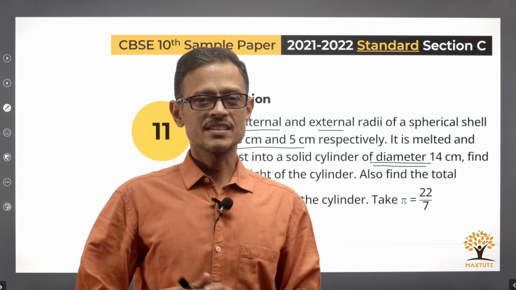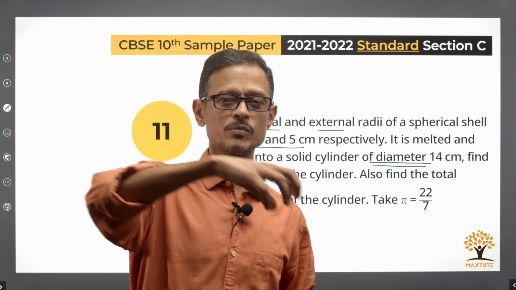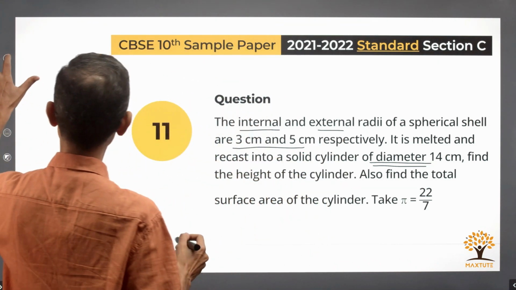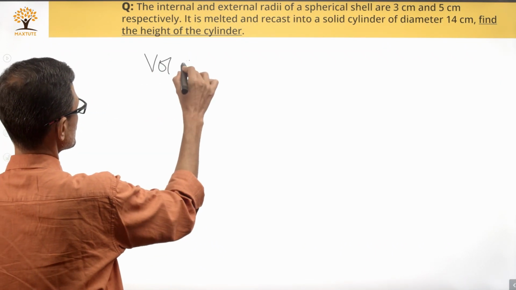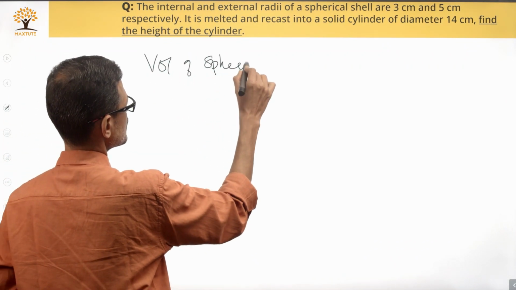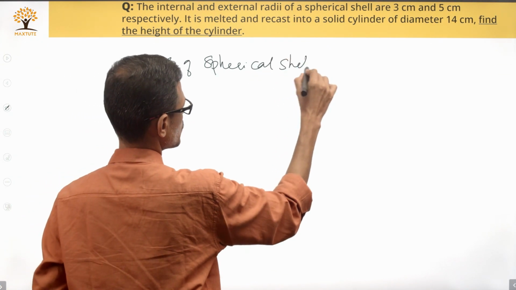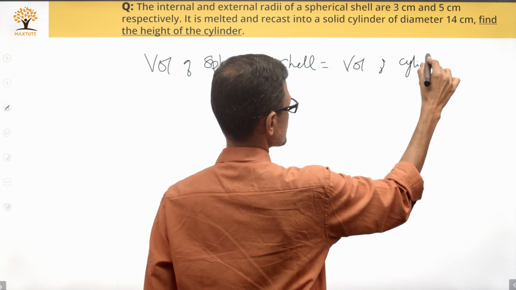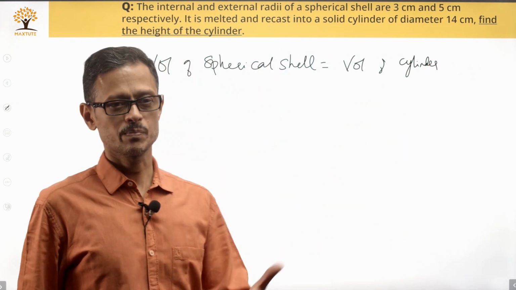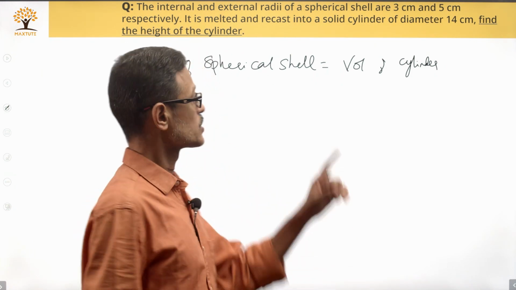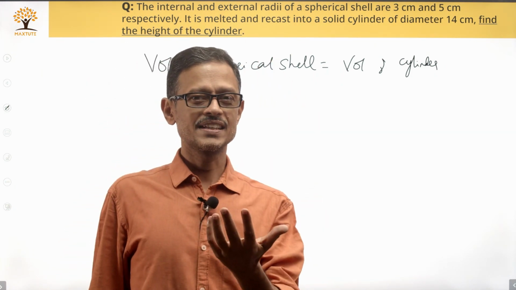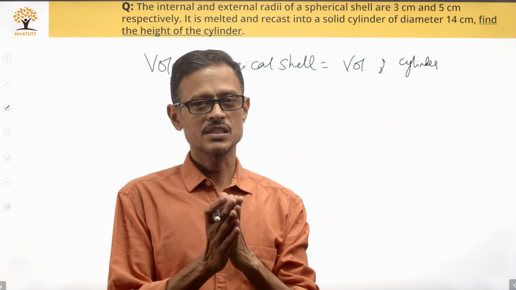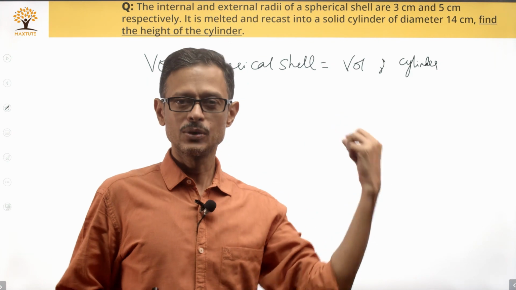The crux of solving this question is essentially when you recast one object into another, the volumes of these two objects are going to be the same. So essentially the volume of the spherical shell is equal to the volume of the cylinder. This is the basis for computing the first part, to compute the height of the cylinder, which is what we are going to be doing first. Once we get the height of the cylinder, we already have the diameter, therefore we know the radius, we can compute the total surface area. That can be done in a jiffy. We'll do this part first.